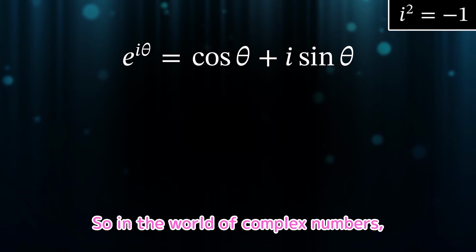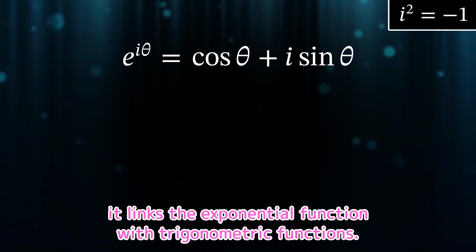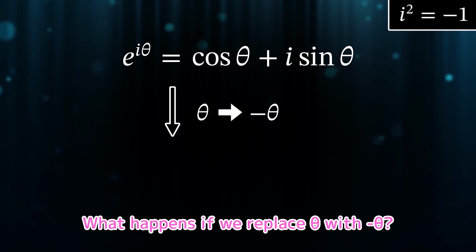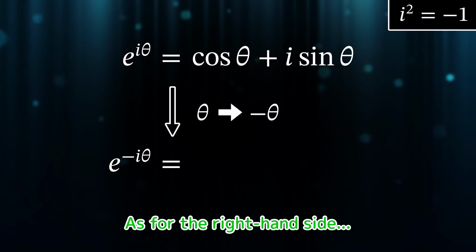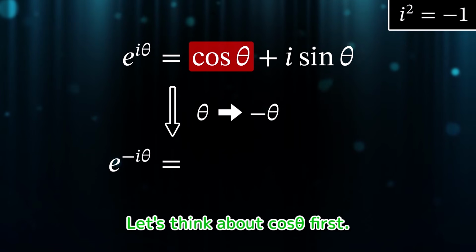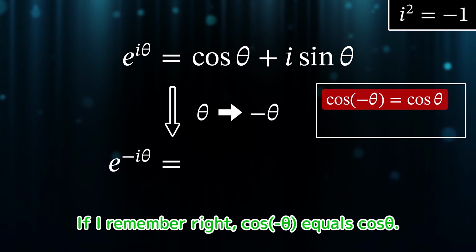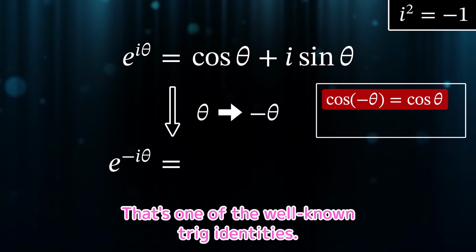So in the world of complex numbers, it links the exponential function with trigonometric functions. Now then, what happens if we replace theta with minus theta? The left-hand side becomes e to the power of -I theta. As for the right-hand side, let's think about cosine of theta first. If I remember right, cosine of minus theta equals cosine of theta. That's one of the well-known trig identities.